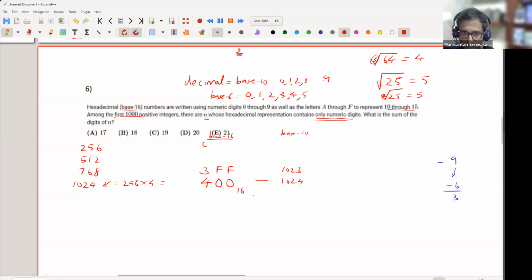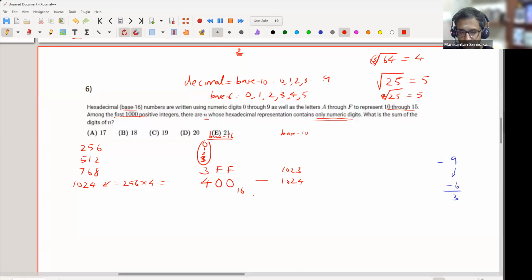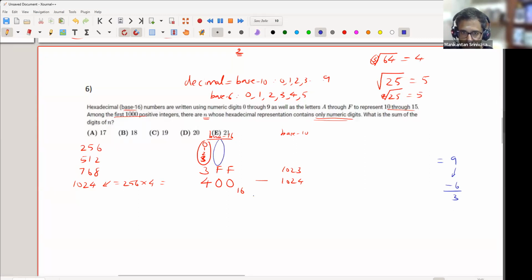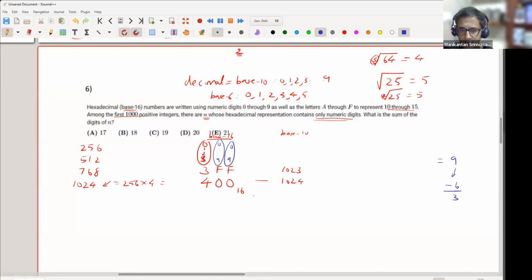Now, what are we saying? So we're saying the first digit can be either 0 or 1 or 2 or 3. Okay, and we cannot reach 4. But even within 3, can the second digit go all the way from 0 to 9? And can the last digit go all the way from 0 to 9? That's what we have to check, right? 1000, we only want to go till 1000, right? So 1000 is only 24 less than 1024. So if we just subtract 400 in base 16 minus 24, right?